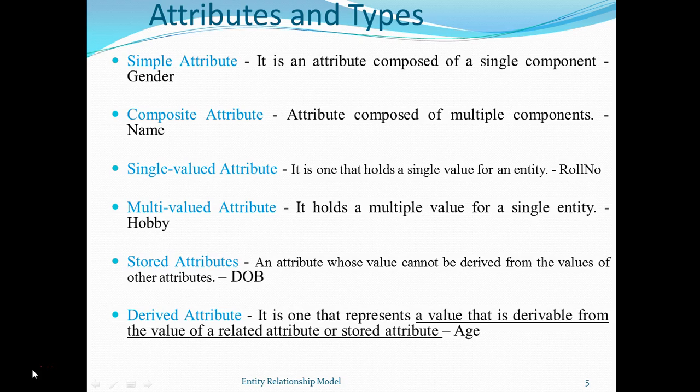The first is attributes and their types. We have different types of attributes like simple attributes, composite, single valued, multi-valued, stored attributes, and derived attributes. A simple attribute is an attribute that is composed of a single component, like gender. For gender, the values can be male and female. It's simple.